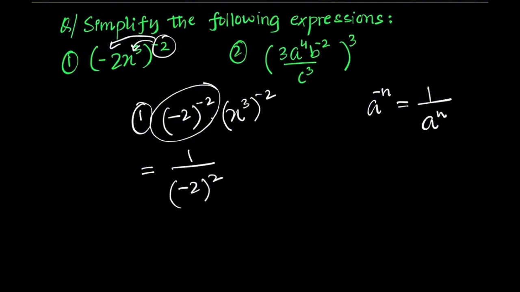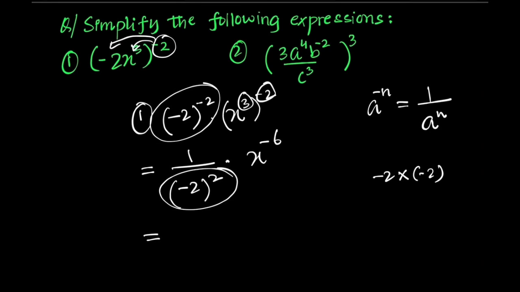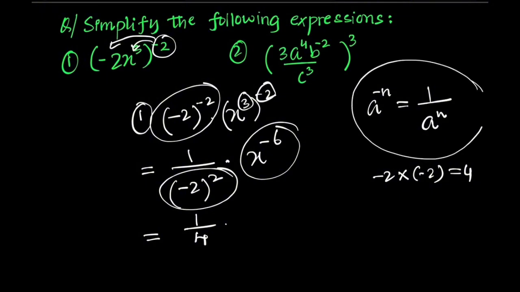The exponent becomes positive while taking it down, times x raised to 3 times negative 2, which is negative 6. And this equals negative 2 raised to 2, which means negative 2 times negative 2, which equals 4. So I can write it as 1 over 4 times x raised to negative 6. I can apply the negative exponent law and write it as 1 over x raised to 6, which equals 1 over 4 x raised to 6.